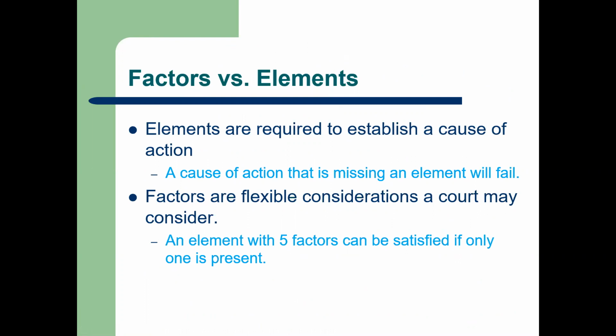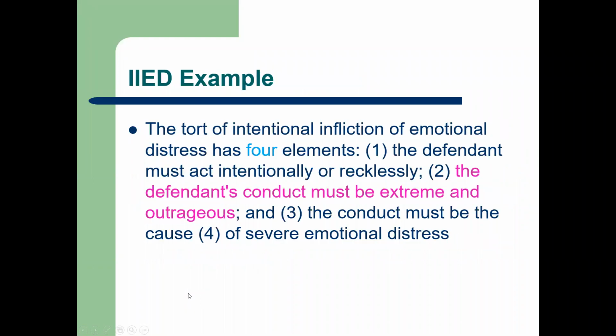So if there is one element that has 5 factors that can be satisfied and only 1 is present, they may still prevail. Here's another example of intentional infliction of emotional distress. So looking back at this common law rule, the tort of IIED has 4 elements, and I've already listed them. Well, let's say the element in dispute for our particular project is number 2. The defendant's conduct must be extreme and outrageous.